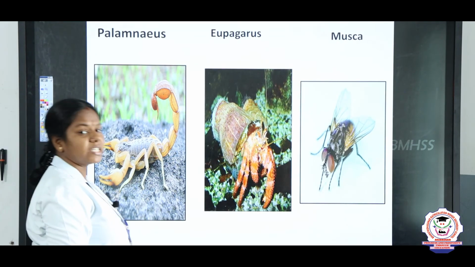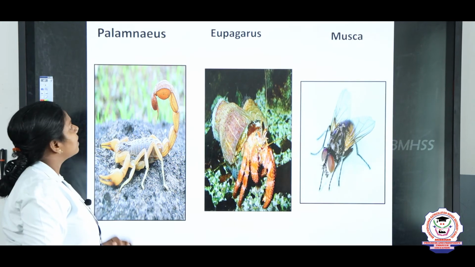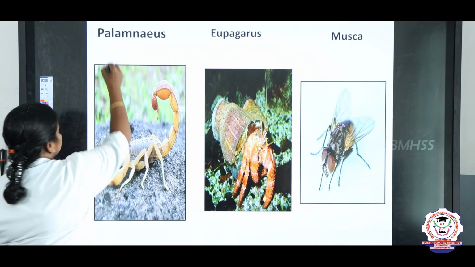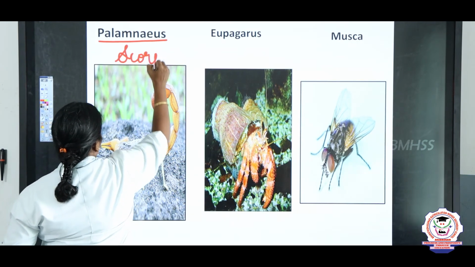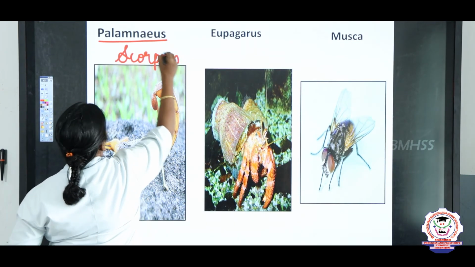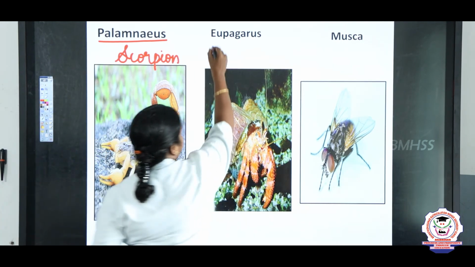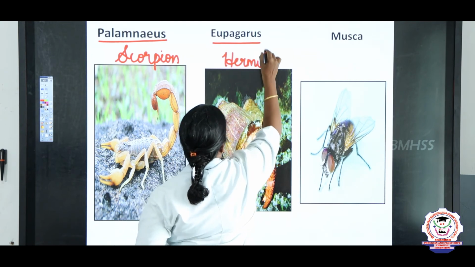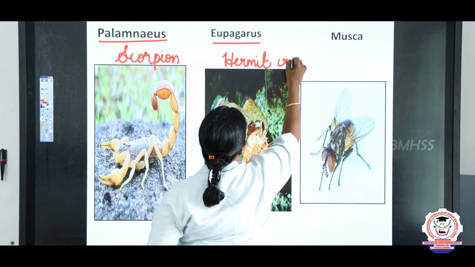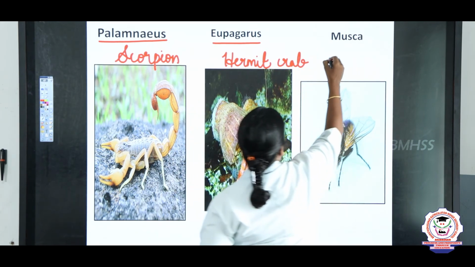And now we are going to discuss the examples. Palamnaeus, scorpion tail. It is an example for Arthropoda. Euparagus, hermit crab. Hermit crab. Musca domestica, housefly.